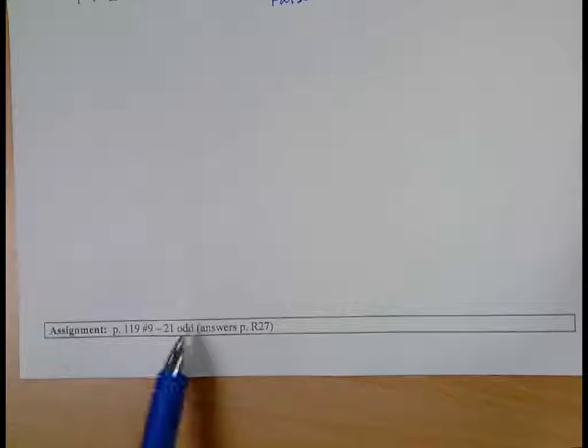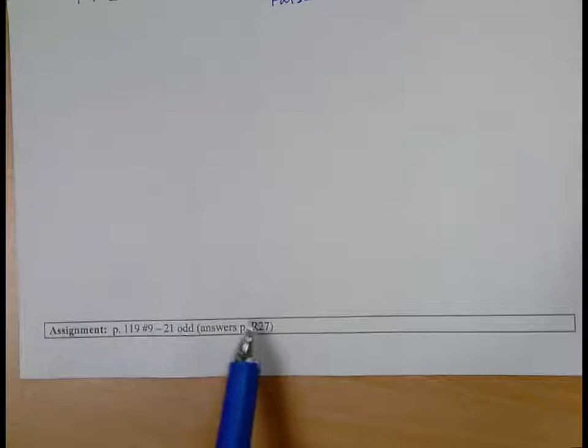So your assignment is included at the bottom here. It is all odds. There is an assignment sheet. So that includes the grids for you to make your graphs, but you still need to look in the book to see what the actual problems are. And then all problems are odds, so the answers are included in the back of the book on page R27.